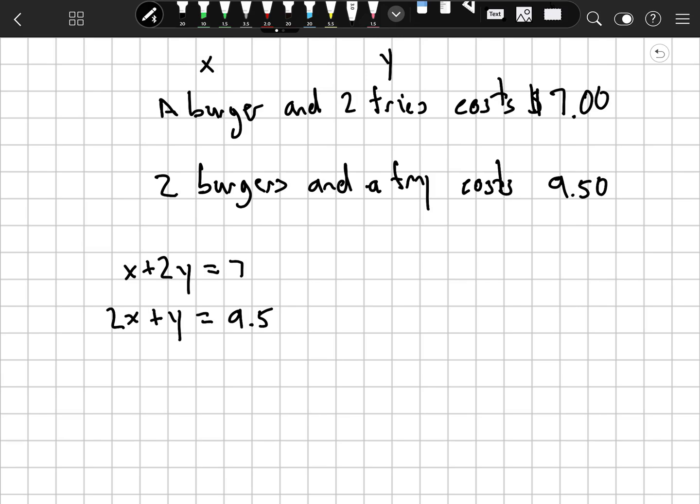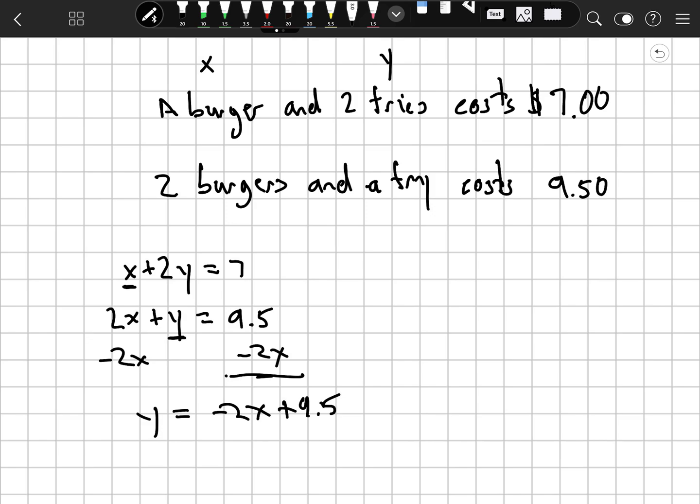And there's a couple ways we can go about this. We can notice x has no coefficient or number in front of it, there's just a 1 there. Same with the y there. So either of these two are really good possibilities for an easier solution. So let's just get y alone this time. So if we get y alone on that bottom one, we're going to subtract 2x from both sides. And we get y equals negative 2x plus 9.5.